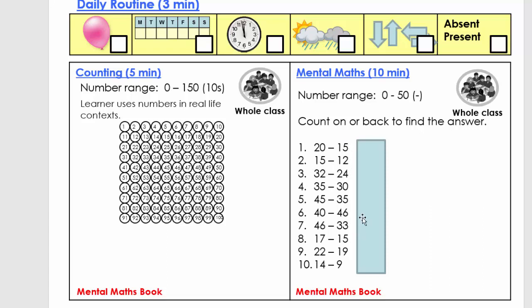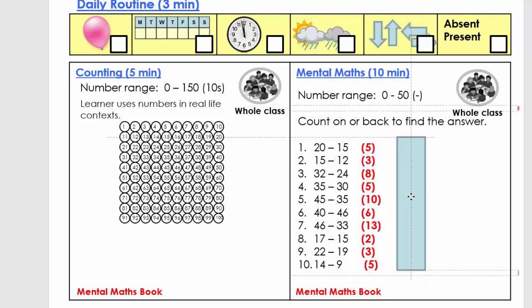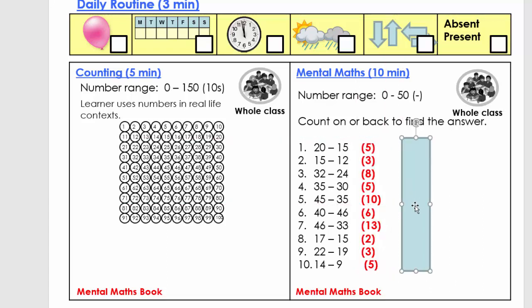So what you can do is pause the activity at this point. You can ask it orally. Your child can look at these sums, or you can write it down and they can do it in their books. At this time, you're going to pause the video and you're going to do the mental mathematics. Welcome back. You can reveal the answers and you can quickly mark it.